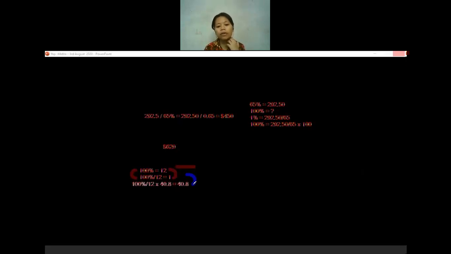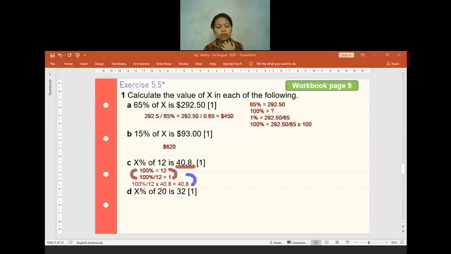Is there anyone having difficulties or still confused? Teacher, the questions. Yeah, it was dark, I know. Is it already visible for you? Yes. Okay. Is there anyone still confused with the step that I told you? From 100% is equal to 12, is there anyone confused? For the very first sentence, 100% is equal to 12.